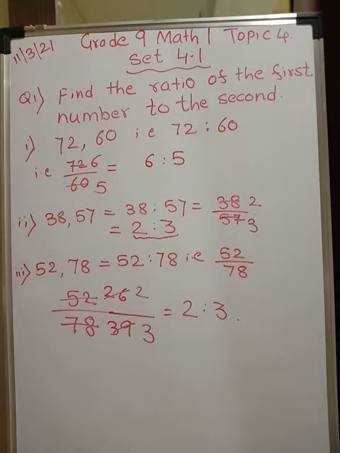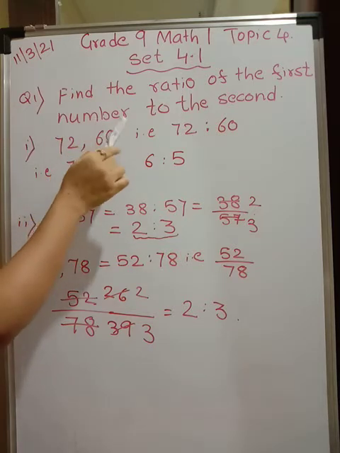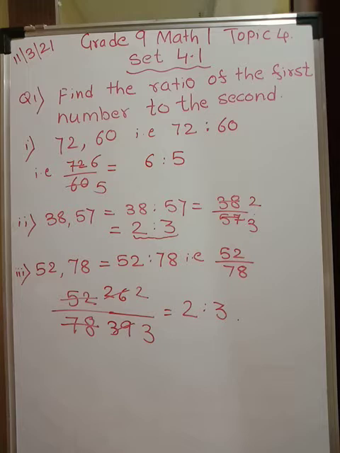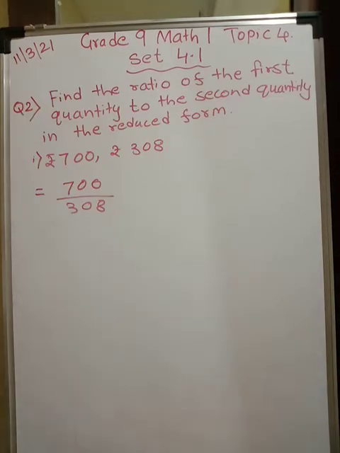question is over. Now see question number 2. You please pause the video and take it down. Okay. I am repeating this question. Find the ratio of the first number to the second in the reduced form. You add that much. Okay. Now let's go to the second question. It is also of the same type.